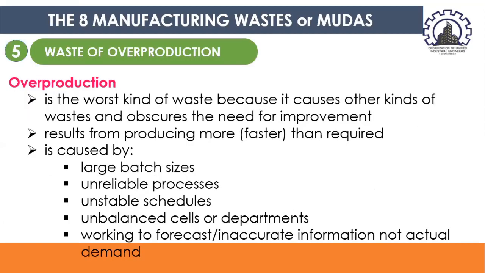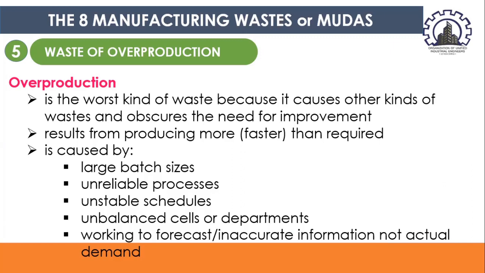Another example of manufacturing waste or muda is the waste of overproduction. Overproduction is the worst kind of waste ever because it causes other kinds of waste and obscures the need for improvement. It also results from producing more or faster than what is required. It is caused by large batch sizes, unreliable processes, unstable schedules, unbalanced cells or departments, or working to forecast or inaccurate information, not actual demand.